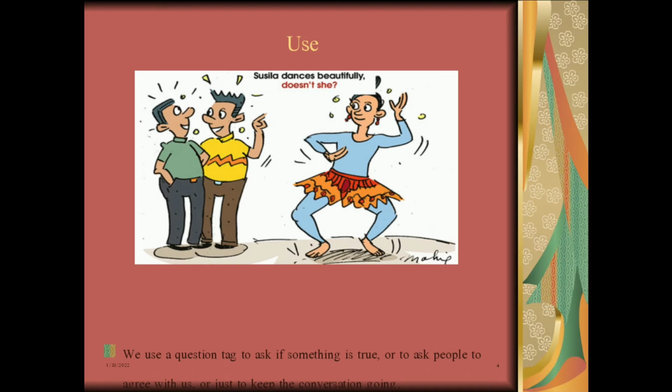And how can we use the tag question? Let's see. We use the tag question when we aren't sure about something or when we want the other person to agree with us. So again, we use the tag question when we aren't sure about something or we want the other person to agree with us. For example, Cecilia dances beautifully, doesn't she? Cecilia dances beautifully is the main sentence, and at the end of the statement, we have a tag question, doesn't she?